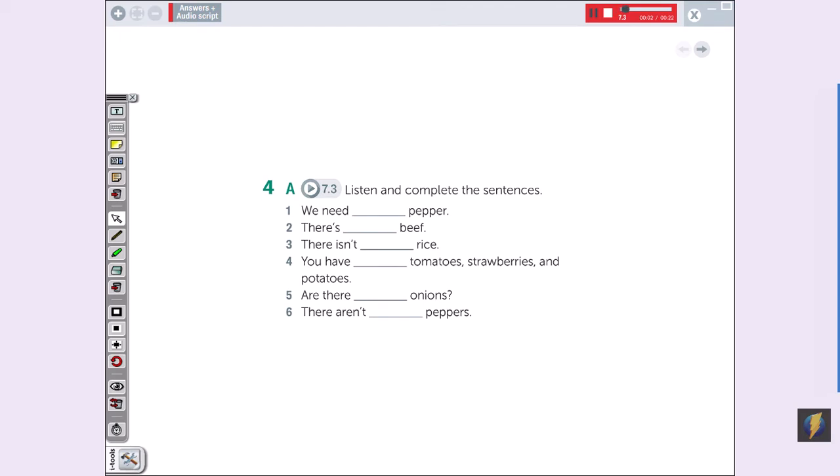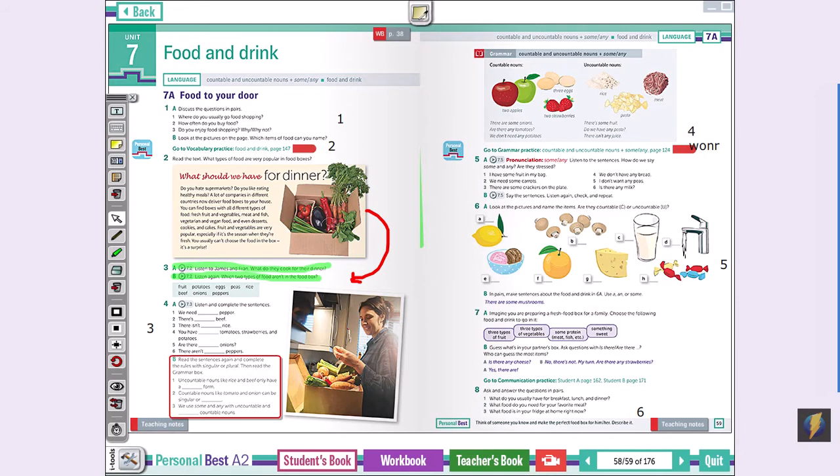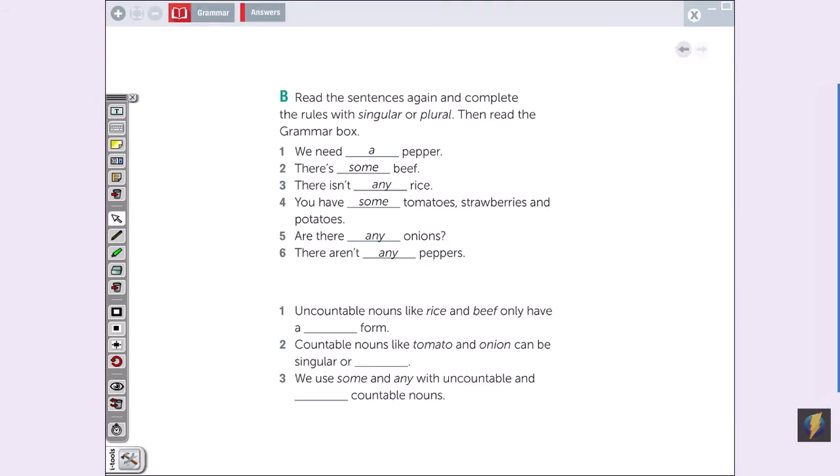We need a pepper. There's some beef. There isn't any rice. You have some tomatoes, strawberries, and potatoes. Are there any onions? There aren't any peppers. This is just for listening, okay? So you can practice more.